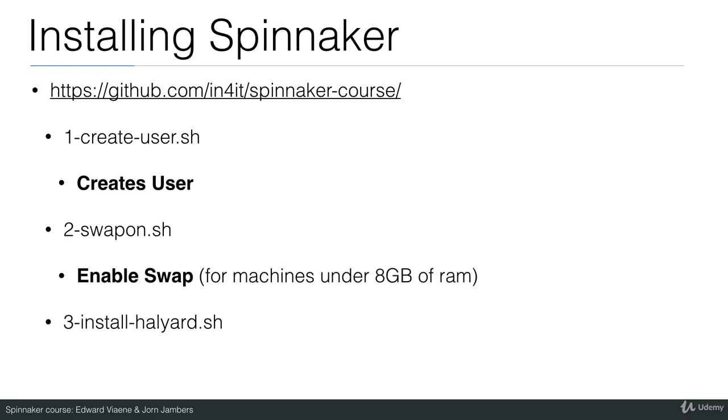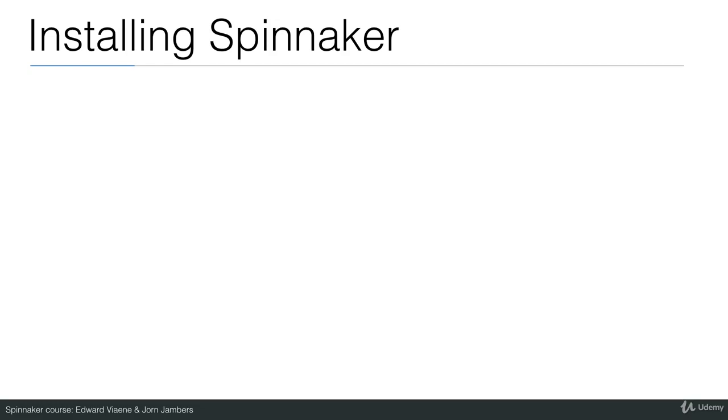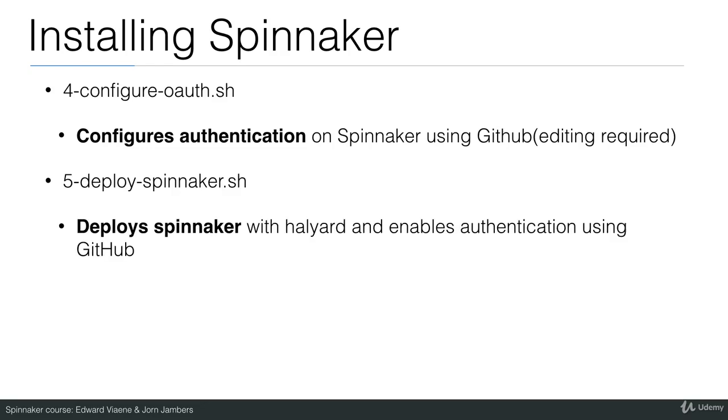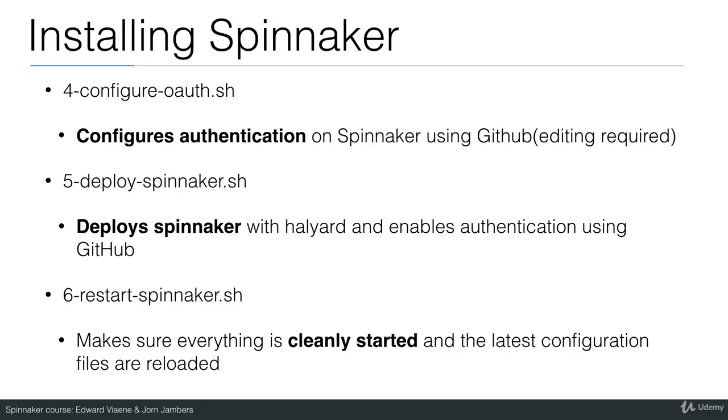Third one installs Hollyart itself. And the fourth script is to configure OAuth. To configure authentication on Spinnaker using GitHub, you need to run this script, but be careful, you need to edit it first. The fifth script actually deploys Spinnaker with Hollyart and enables authentication using GitHub. The sixth script restarts Spinnaker and all its services. This is to make sure everything is cleanly started and the latest configuration files are loaded.